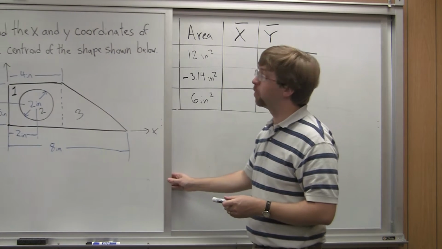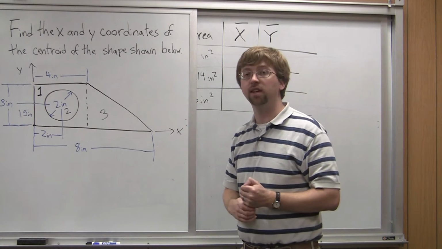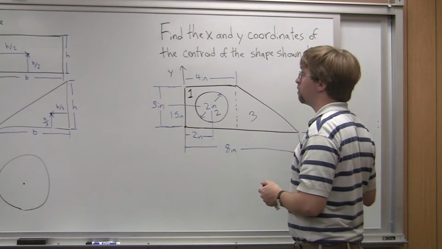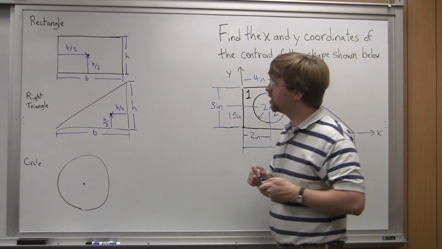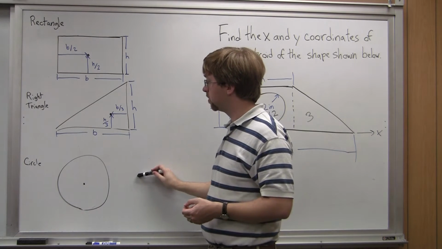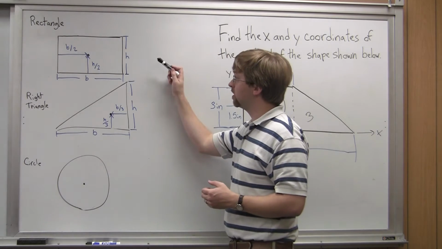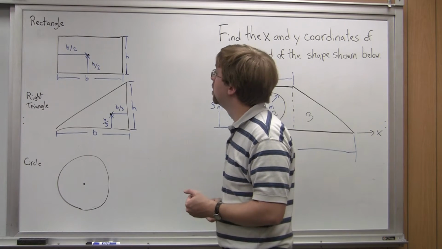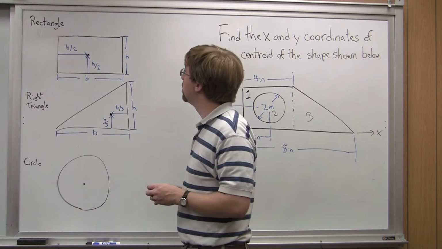For this, I'm going to go to the tables, and online you can see the link to the tables there. But I've written down some of the important ones here. Taking from that table, I've got 3 shapes: my rectangle, my right triangle, and my circle. And for each one of these, I've got some information on where the centroid is. The first one is the rectangle. The centroid, the geometric center of this shape, is going to be half of the way across and half of the way up. That kind of makes sense.